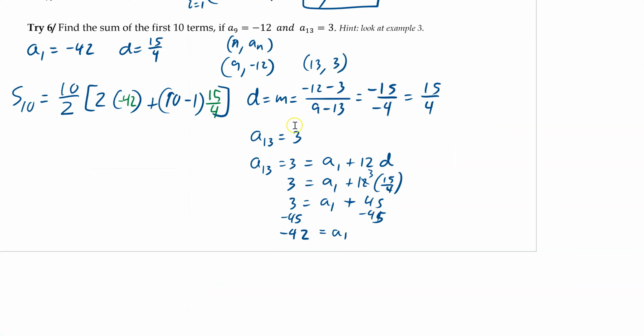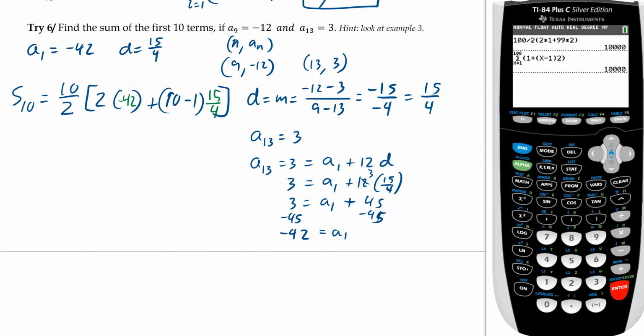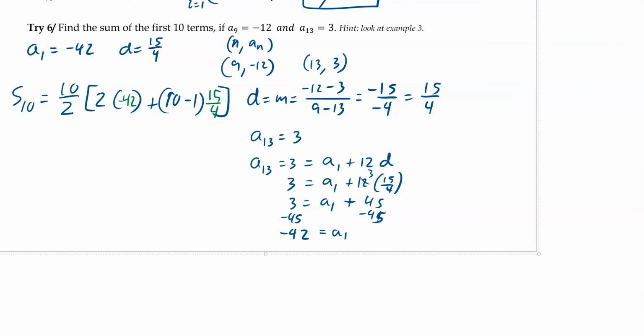So after we find our a sub 1 and d, and we plug them into our formula, we could just use a calculator now to find out what our answer will be. And there you have it. And I also used the general term. We have a starting value of negative 42. There's our x minus 1, and then our difference. So I just plugged in the general term, and look, they're the same. So there you have it.